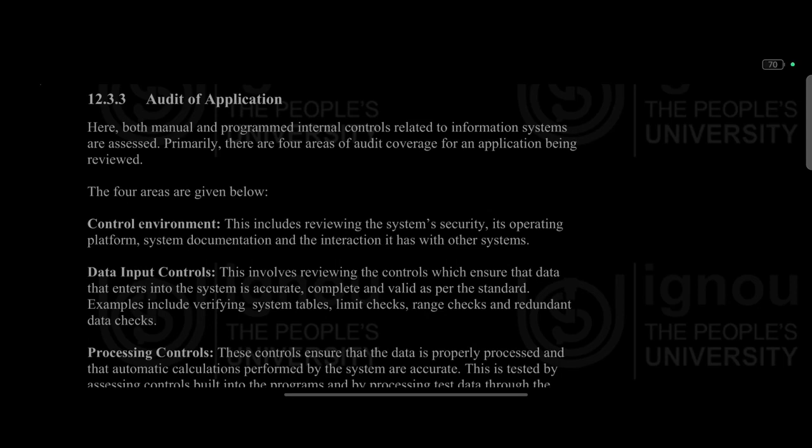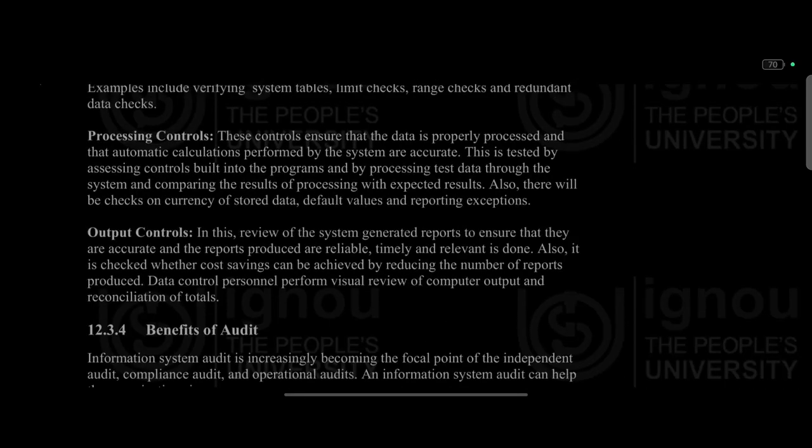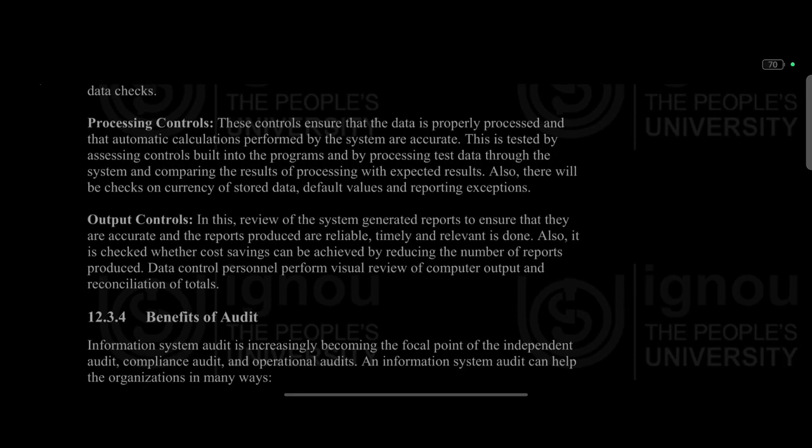Examples include verifying system tables, limit checks, range checks, and redundant data checks. Processing controls. These controls ensure that the data is properly processed and that automatic calculations performed by the system are accurate. This is tested by assessing controls built into the programs and by processing test data through the system and comparing the results of processing with expected results. Also, there will be checks on currency of stored data, default values, and reporting exceptions.